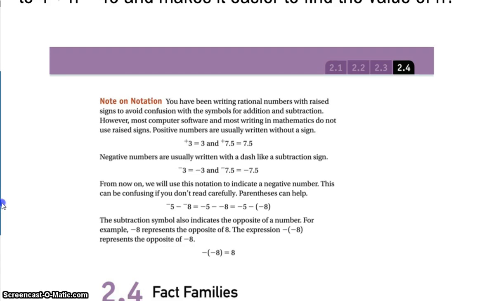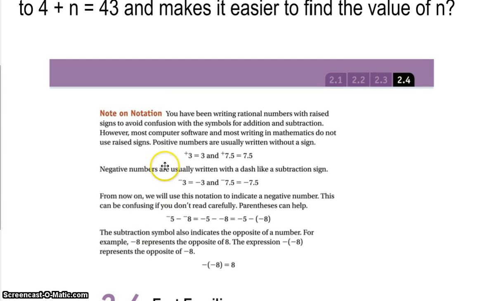So we are first going to talk about notation for positive and negative numbers. We've been typically writing them with the raised sign. Like for positive 4, we've been putting the sign up there, and that's so that we don't get confused by something like this. Now, typically in math, we don't write the sign for positive numbers. A positive 3 equals a 3 without a sign at all.